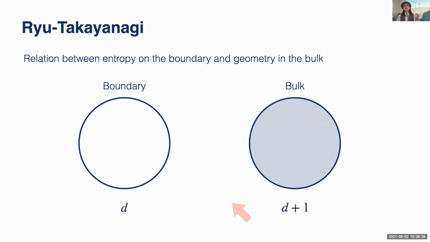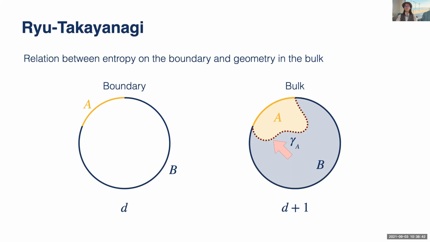And it is a relation between entropy on the boundary and geometry in the bulk. So imagine we have a subregion A on the boundary. It will correspond to some subregion A in the bulk, bounded by the minimal surface labeled by gamma A. And the exact shape of this minimal surface will depend on the geometry in the bulk, which you can roughly think of as if you have a balloon and you push it into some liquid, the shape of the balloon will change depending on the pressure of the liquid.